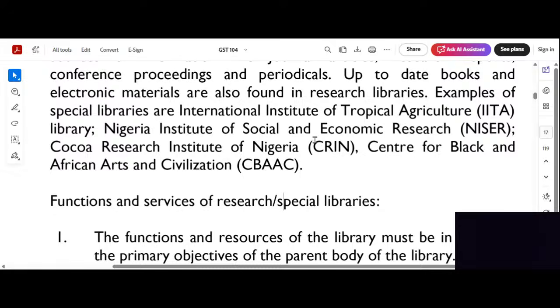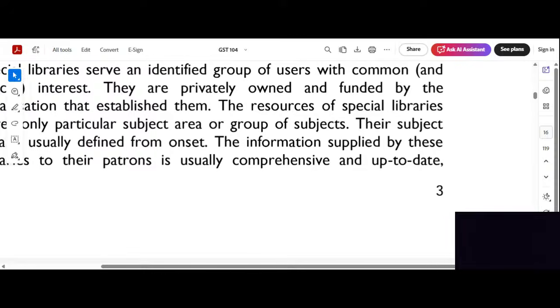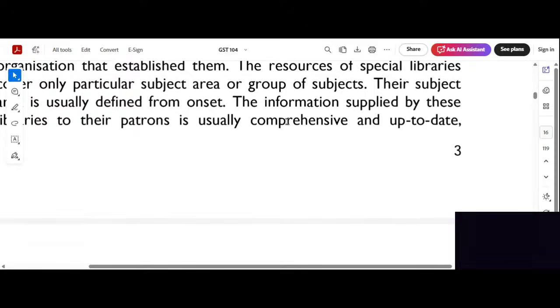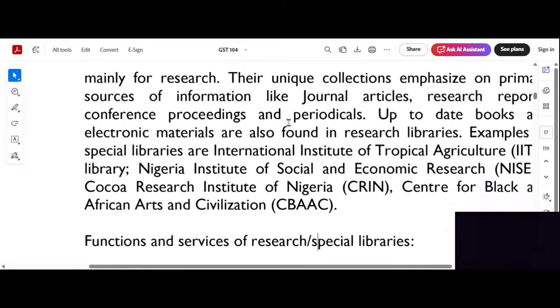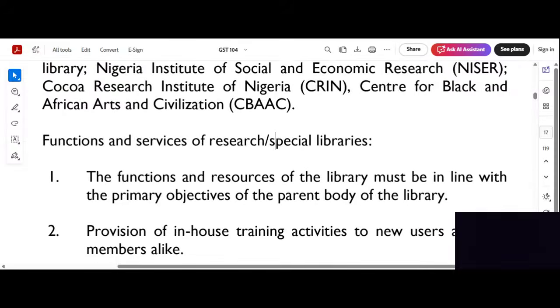Don't forget, we said it is research libraries that are also called special libraries. So it's one and the same thing. You either call it research libraries or special libraries, and they serve just a small group, just one area. They only cover one subject area or group of subjects. Some of them will combine subjects together, but mostly they cover just one subject area.